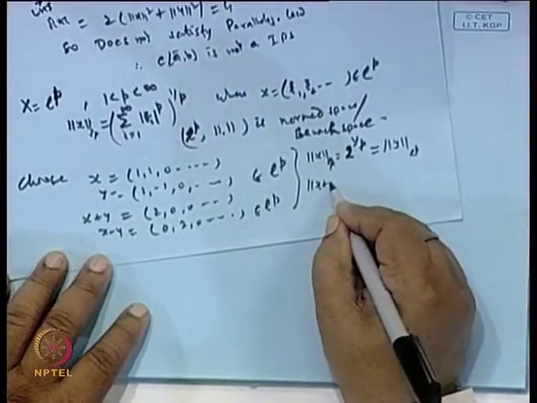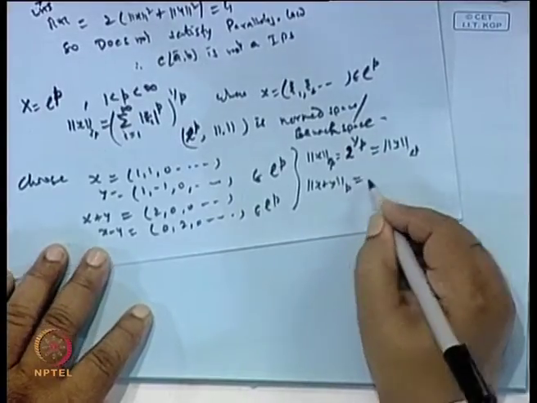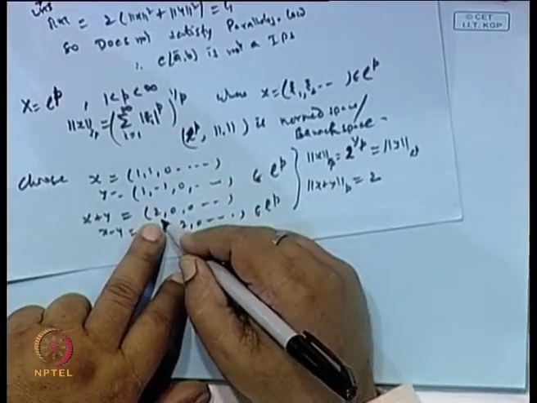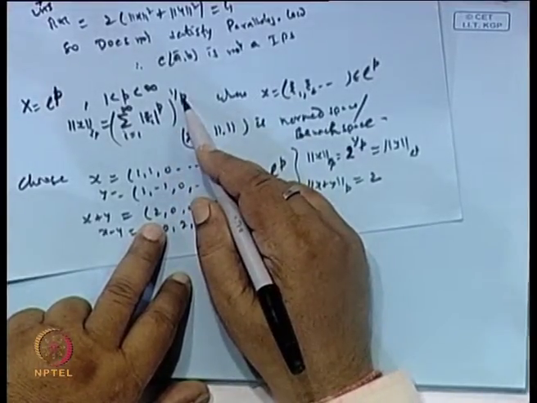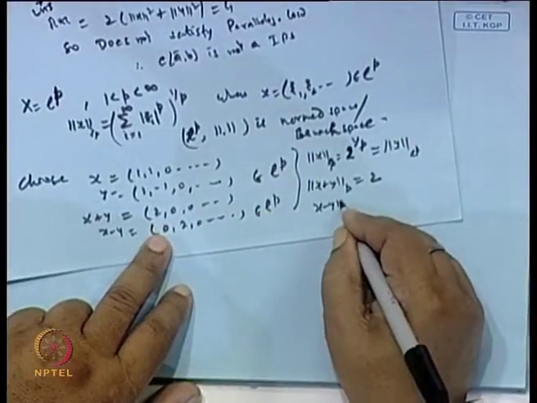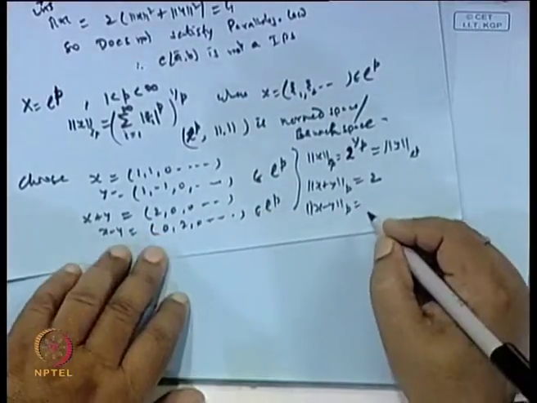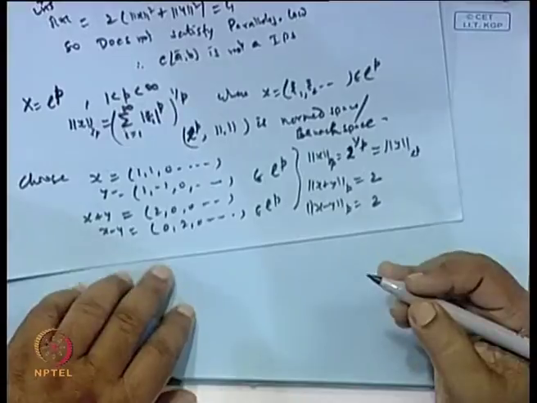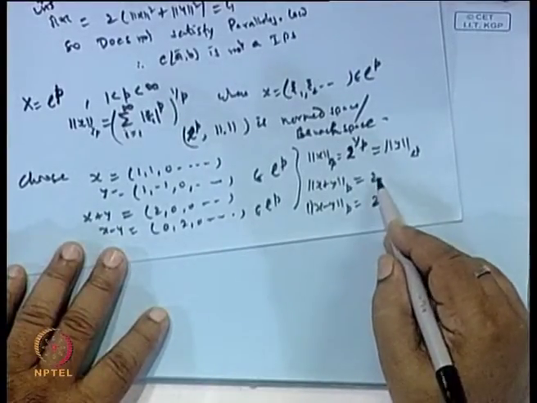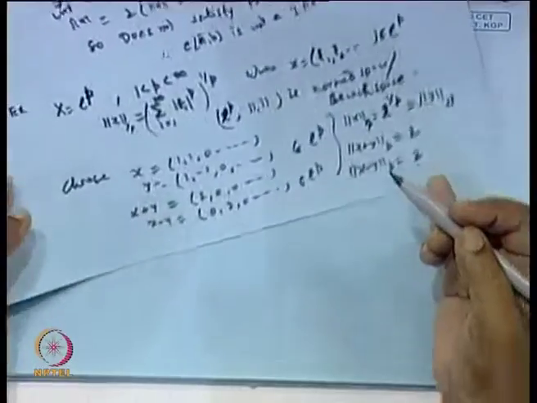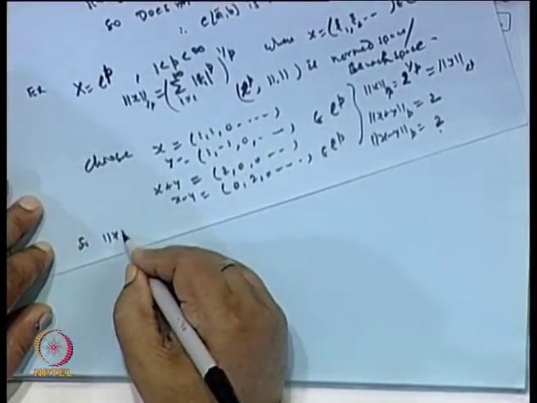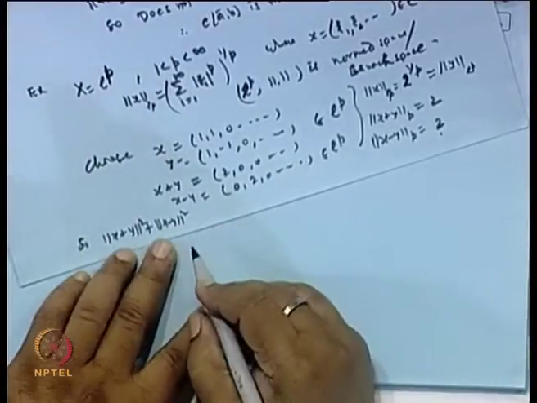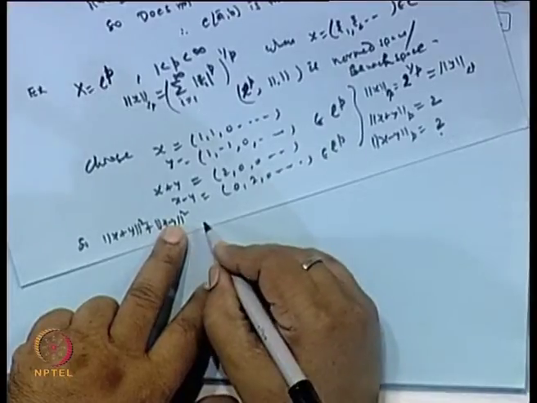But what is the norm of x plus y in L^p? This is equal to 2 only, because it is (2 to the power p) to the power 1 by p, since xi1 is 2 and the rest are 0. The norm of x minus y is the same, equal to 2. Now, if I square these two, what do you get? The whole square is equal to what?